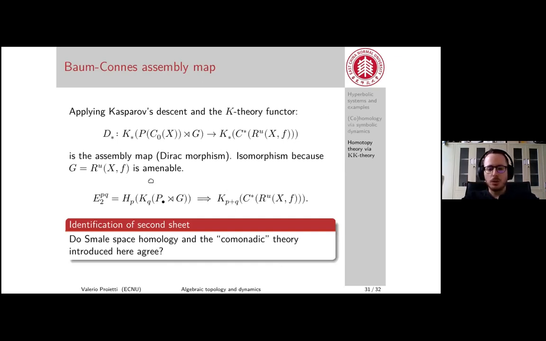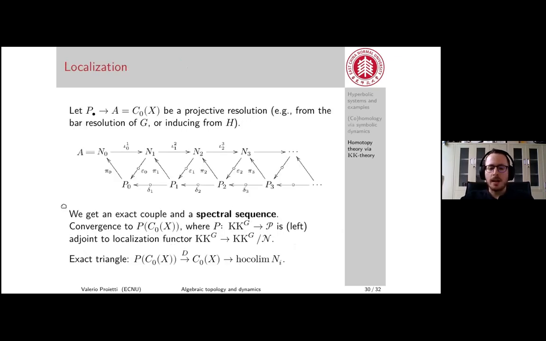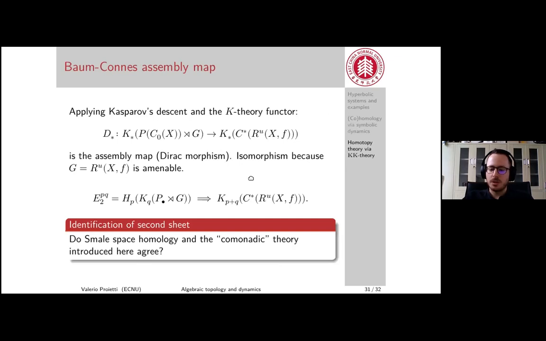And therefore, I get to my conclusion here: with the exact couple that I get from this tower, I construct this spectral sequence. And on the second sheet, I get a homology theory, which is given by the chain complex of K groups of P cross G, where P dot is my projective resolution, and it's converging to the K theory of the sister algebra I want. Now, one last thing, what is this homology theory?